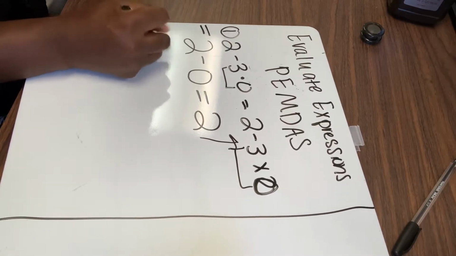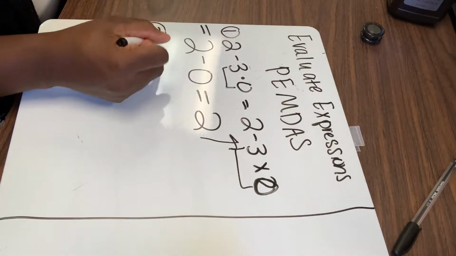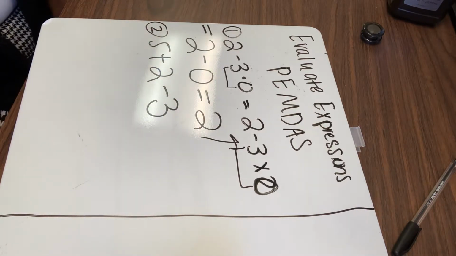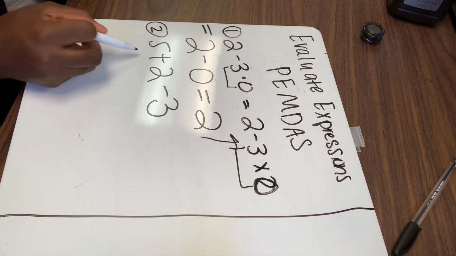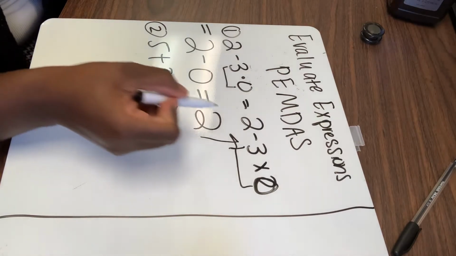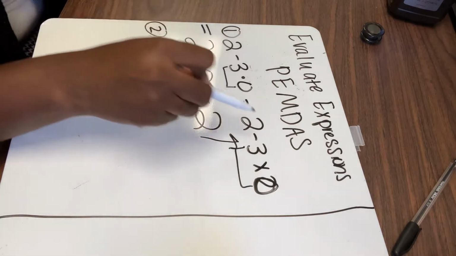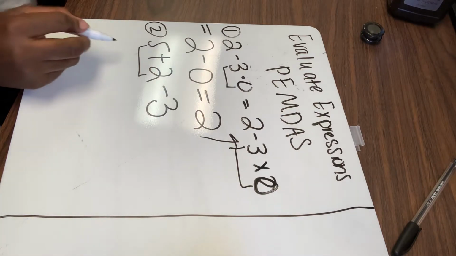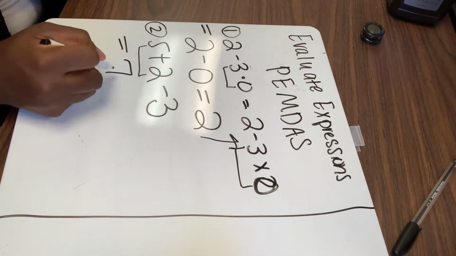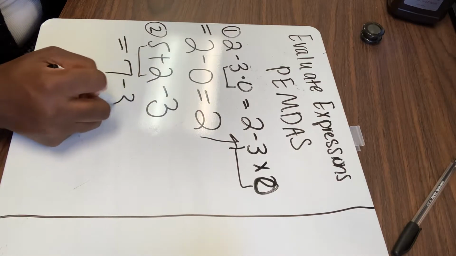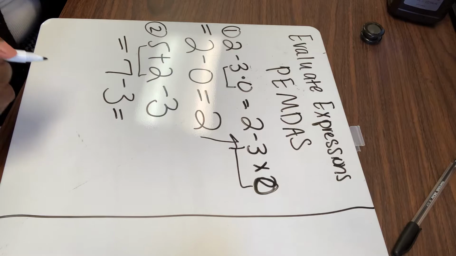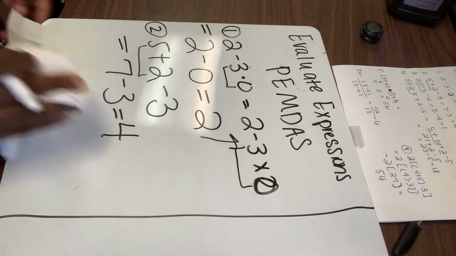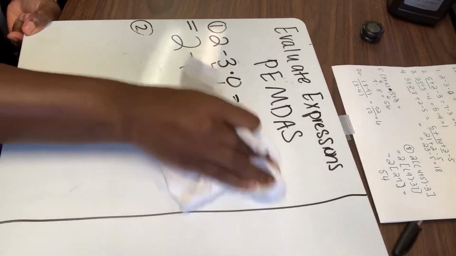Alright, let's move on to the second problem. We have 5 plus 2 minus 3. Now right here we have addition and subtraction. According to please excuse my dear Aunt Sally, you want to add first. So you want to add these two numbers first. So we know that 5 plus 2 is going to give us 7, and so we bring down the rest, minus 3, and that is going to give us 4. Okay? Alright. Let's move on to the next one.